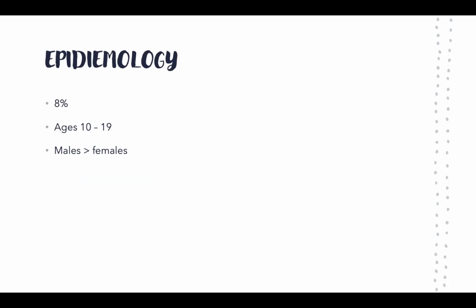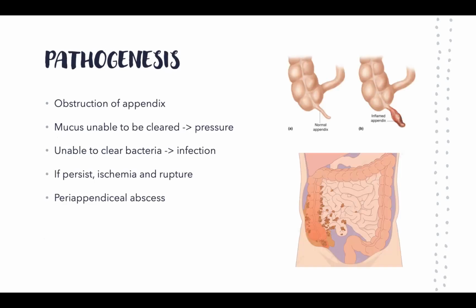The next one we're going to talk about is epidemiology. So who gets appendicitis? It's quite common. It's about 8% in the general population, a lifetime risk of getting it. And it happens around ages 10 to 19. So in the younger population, this could possibly be due to that lymphoid hyperplasia, as we talked about previously. We know that males are more prone to getting appendicitis than females.